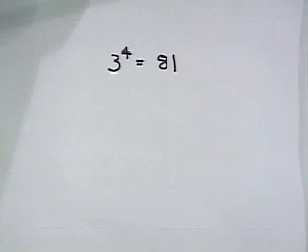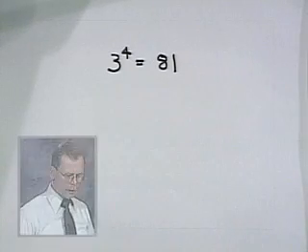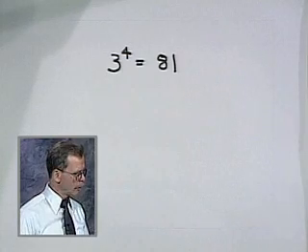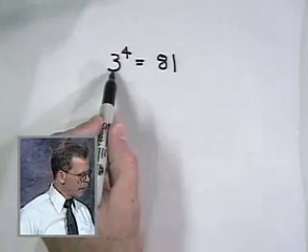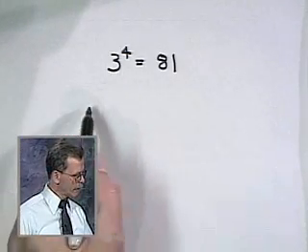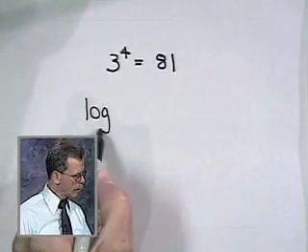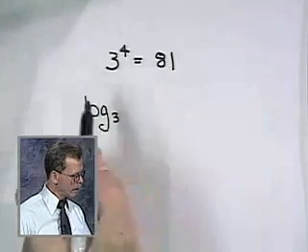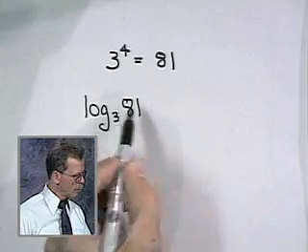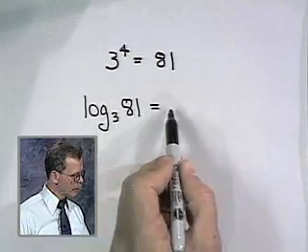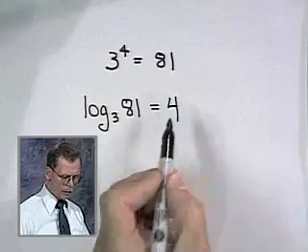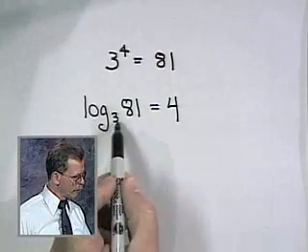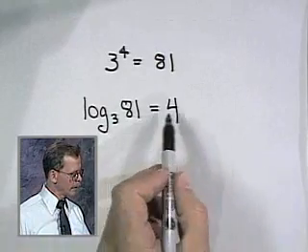Here's 3 to the 4th power equals 81. If we're going to put this into logarithmic form, we know that the base is still going to be called the base, and so we'll write log base 3. The argument is 81, and it equals the exponent 4. From this we can understand that the logarithm, base 3 of 81, is 4.